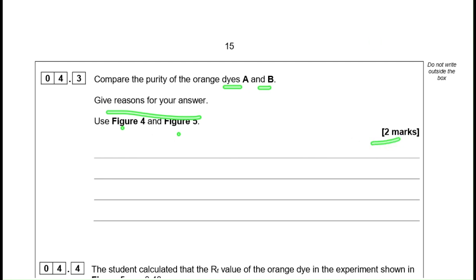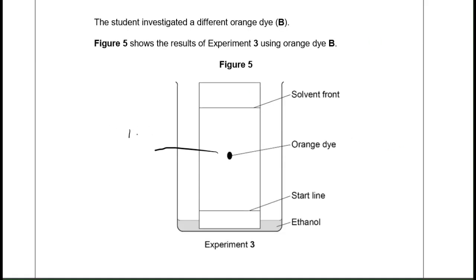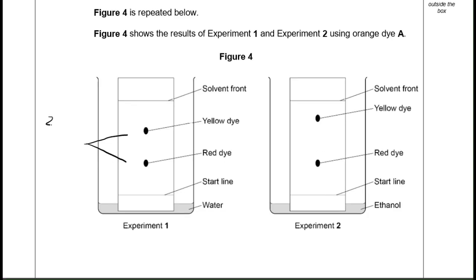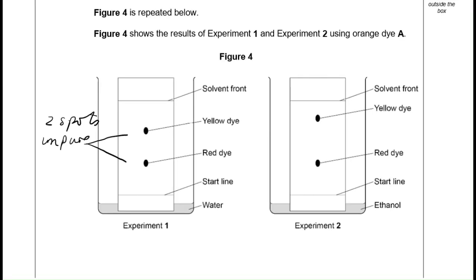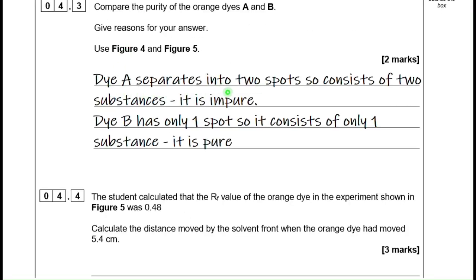As we've said, if we look back at figure 5, there's only 1 spot. This means orange dye B must be a pure substance. It hasn't separated into 2 or more substances. Whereas orange dye A has, you can see you've got your yellow and red spots. 2 spots for dye A indicates that it is impure, it's not pure. So let's get this down. Dye A separates into 2 spots, so consists of 2 substances, therefore it's impure. Dye B has only 1 spot, and so it consists of only 1 substance. It's pure. 2 marks, 1 for each.